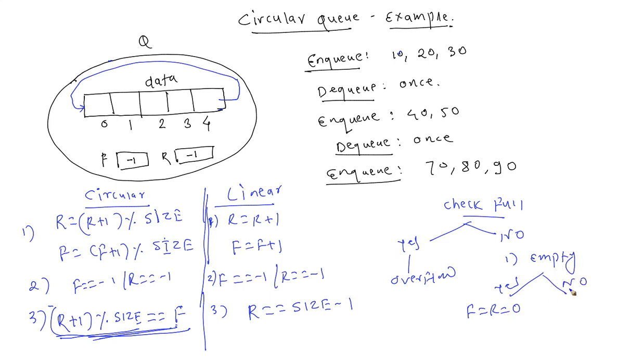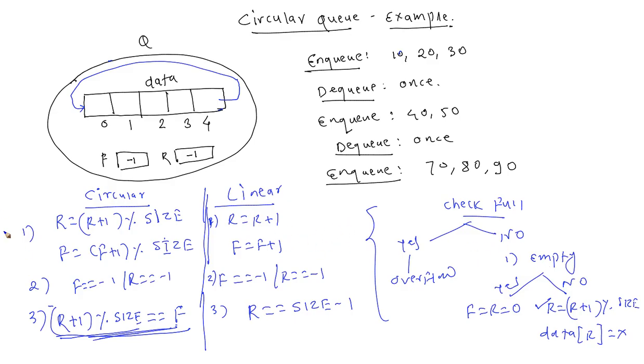If no, that means the queue is not empty, it's partially full. Then what do you do? Increment R in the circular fashion, R equal to R plus 1 mod size, and then go to the data array. In the data array, on the R location, insert the element, let's say x. That's the insertion procedure, which is very similar to the enqueue procedure for linear queue. The only thing is this formula, which gives the circular movement. So let us do this.